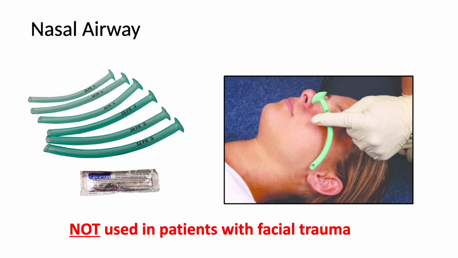Again, more strategies to combat the tongue in the back of the throat to facilitate oxygenation. We're all familiar with the nasal airway, and you want to measure from the tip of the nose to the tip of the ear. Important to note that these are not used in patients with facial trauma because there's a risk of potential brain injury there. So be selective in the patients that you use them for, but it does help facilitate oxygen entry, get past some of that posterior oropharynx obstruction with a tongue that may be in the way.